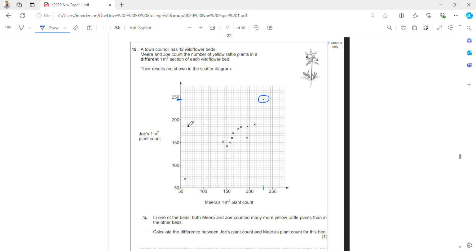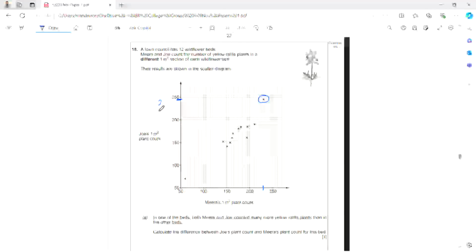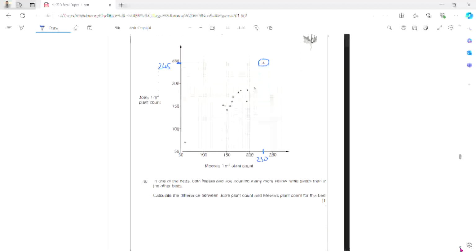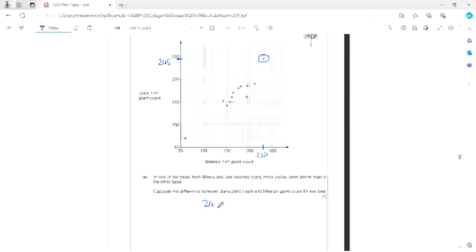Now I need to be careful here and think about the scale, because we're not going up by 1. 200, 1, 2, 3, 4 does not get us to 250. So we need to know there are 10 gaps in there, and it goes up by 50. 50 divided by 10 is 5. So each of these smaller squares are equal to 5. So this one is 245. And again, between 200 and 250, each one goes up by 5. So it's 200 and 5, 10, 15, 20, 25, 30. So the difference in these is 245, subtract my 230, there's a difference of 15.